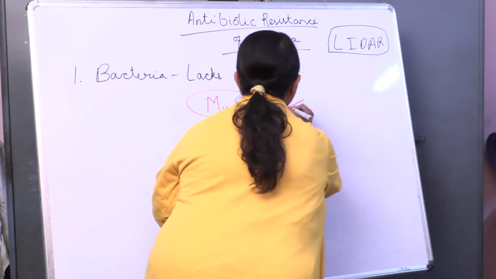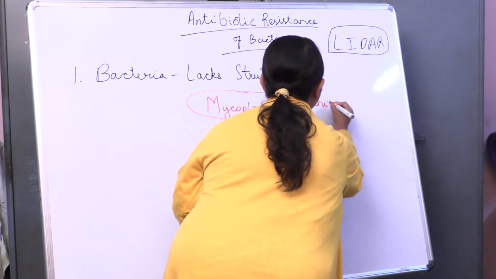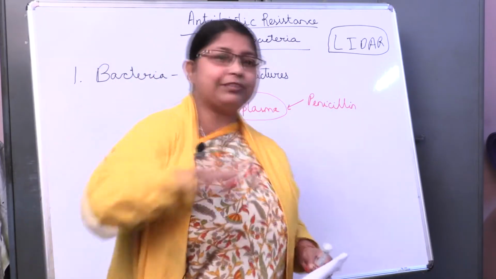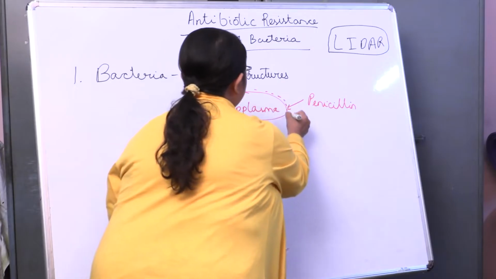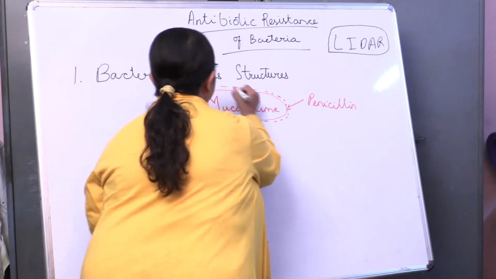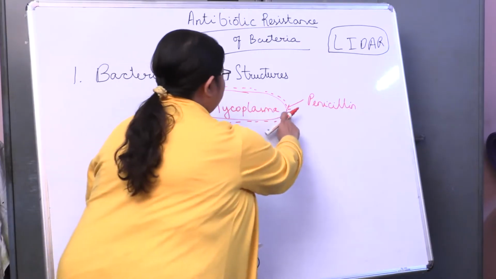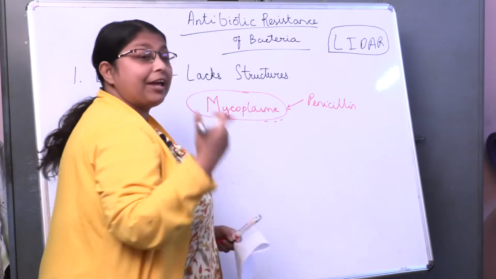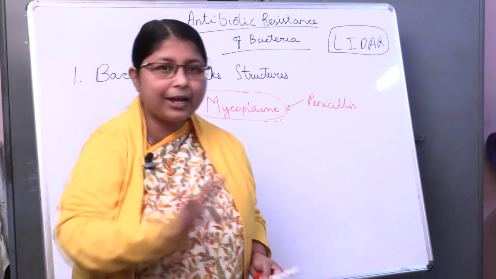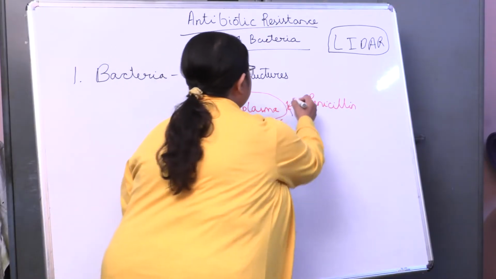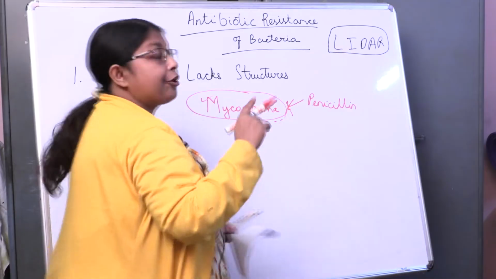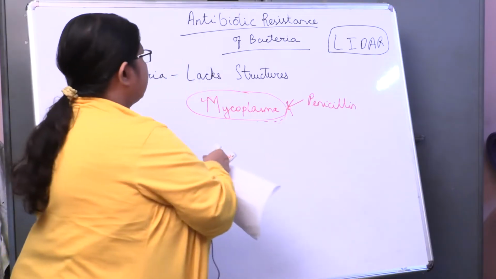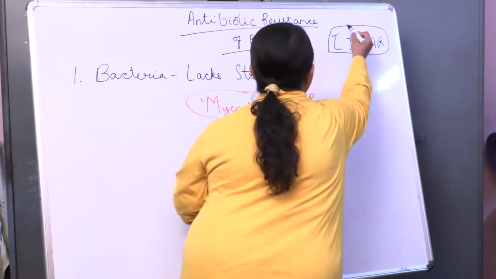So, the antibiotic penicillin acts on the cell wall of the bacteria. Suppose the cell wall is present around the bacteria like this. If the cell wall is not present, where will the penicillin act? The penicillin will not be able to act in that case. So, the mycoplasma becomes resistant to the penicillin. Got me? This is L, lack of structures.